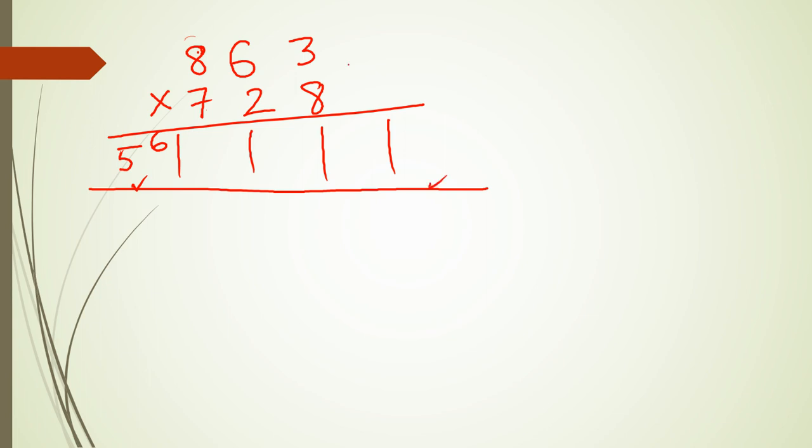Let's fill the last compartment now. Easy, again an easy one. We have to multiply 3 and 8. 8 times 3 is 24. So we are writing 2 and 4 like this.